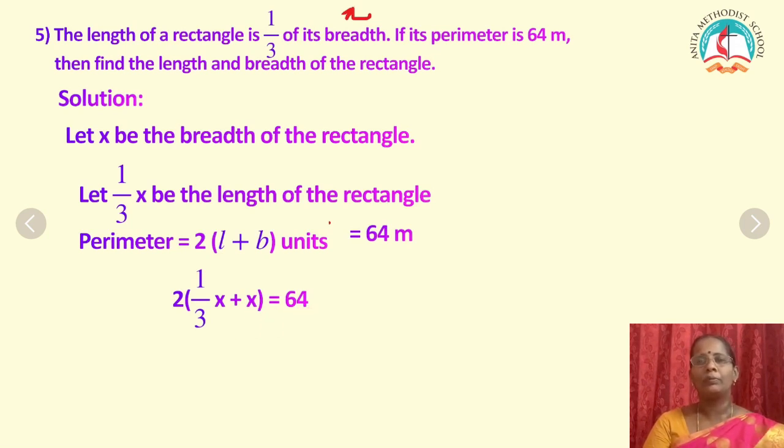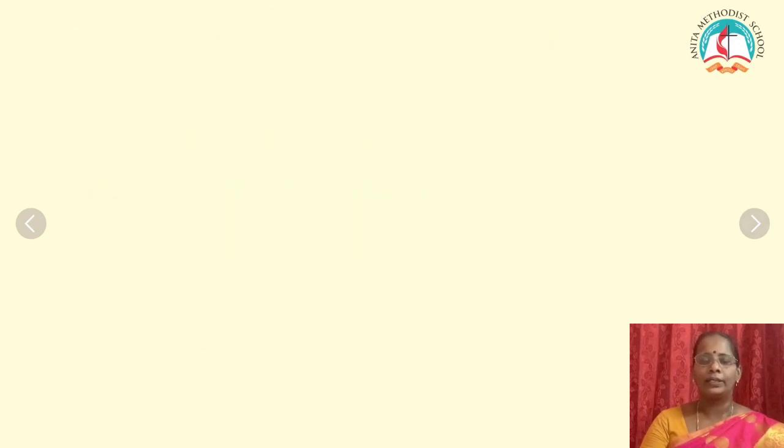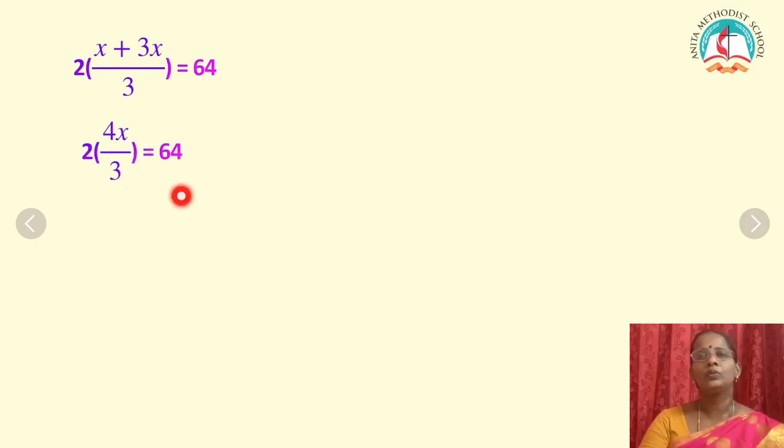Okay, so now I am going to do the cross multiplication. So if I multiply, what will happen? It is twice x plus 3x. 1 into x, you can write as x itself. Here you have 3 in the denominator. I want to take the LCM, then only you can add. Okay, so twice x plus 3x divided by 3 is equal to 64. x plus 3x is what? 4x. So twice 4x divided by 3 is equal to 64. Now 2 times 4x is what? 8x. Okay, if there is no operation, it means multiplication.